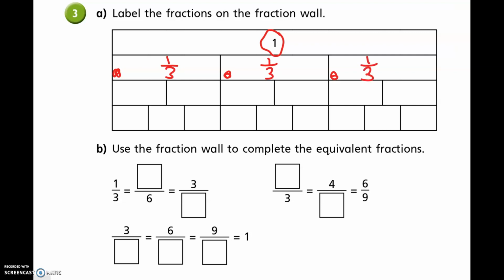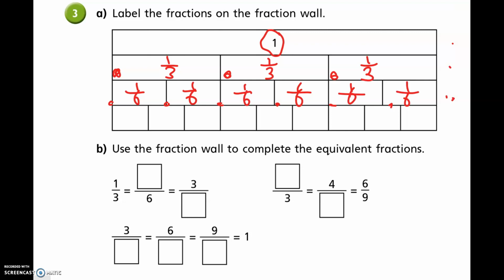The next one, it's been split into 1, 2, 3, 4, 5, 6. And did you notice when I split it into 3, I put the 3 in the bottom? Now I've split it into 6, I put the 6 in the bottom every time, because there are 6 parts and each one is 1/6. So that's the next row labelled, 1/6. And again, that means the same. 3/3 is the same as 6/6 is the same as 1.